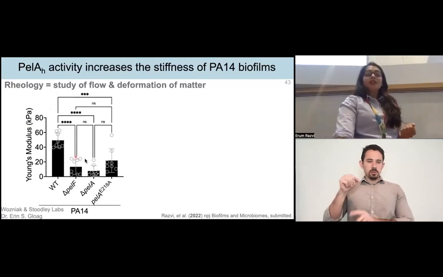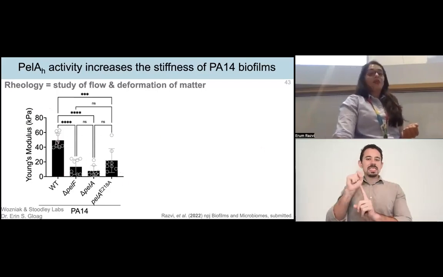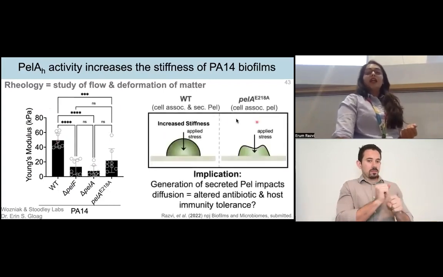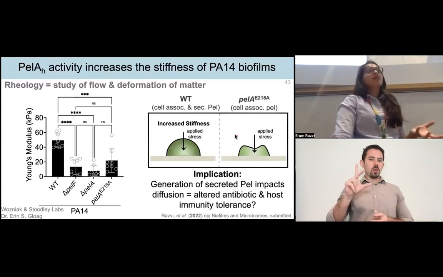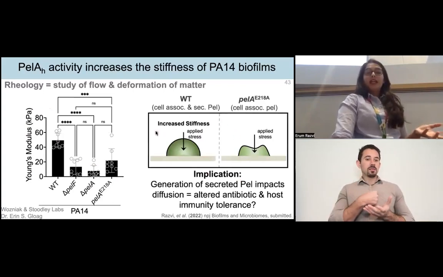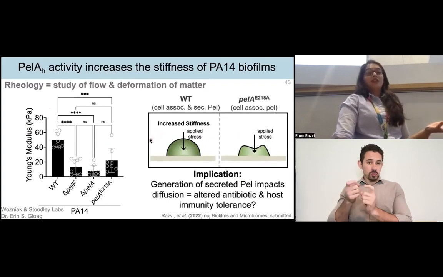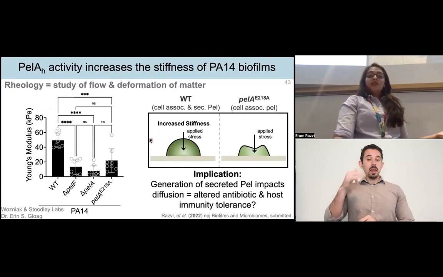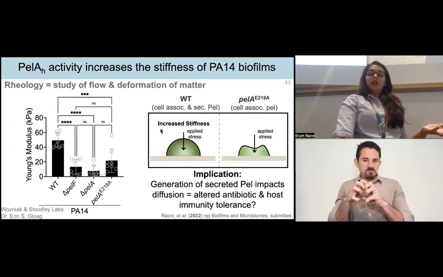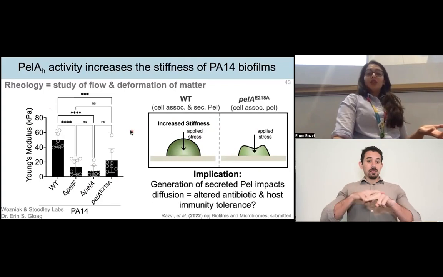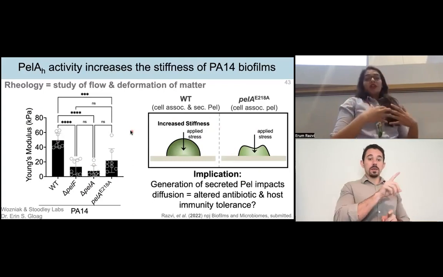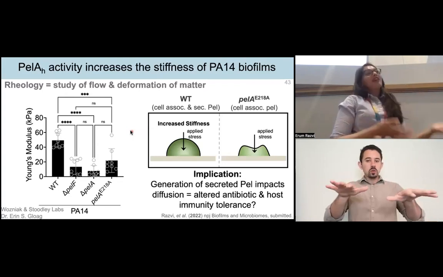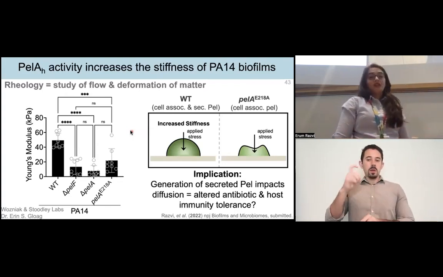So all the mutants had a significantly lower Young's modulus than the wild type. So what this tells us is that a PelA hydrolase mutant colony biofilm is soft and flexible, and that PelA hydrolase activity increases the stiffness of biofilms. So this increased stiffness of wild type relative to the hydrolase mutant implies that the generation of secreted Pel impacts diffusion, and this could influence antibiotic and host immune response tolerance.